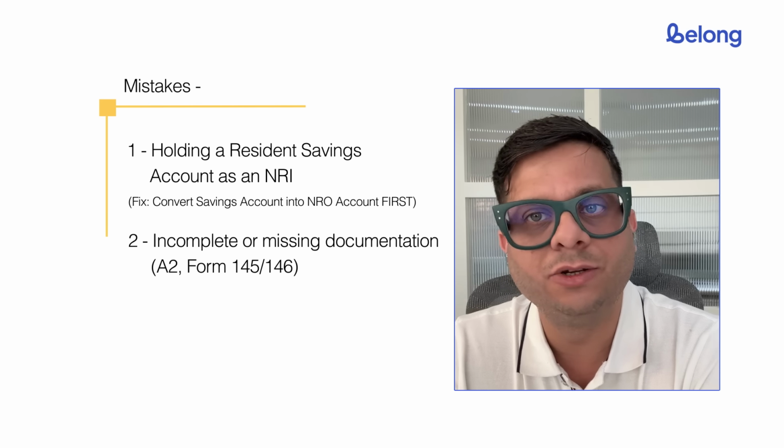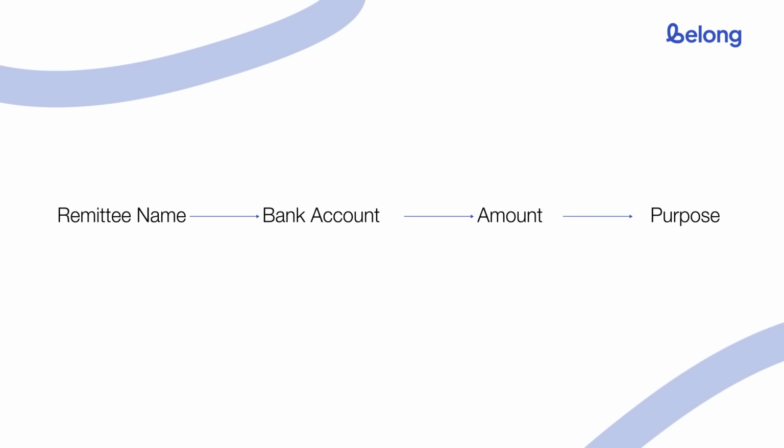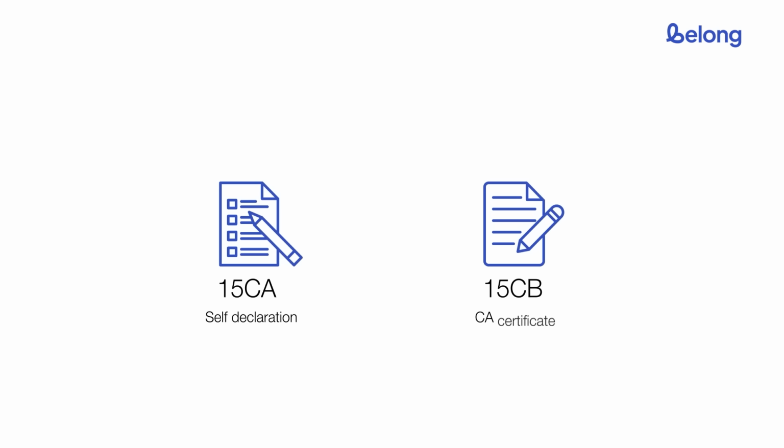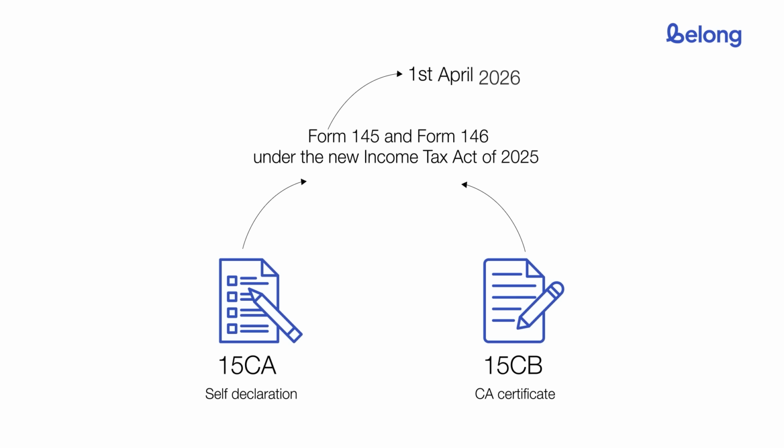Once you have corrected that, once you already have an NRO account in place, then what you need to do is you need to provide all the right set of documents. There is one remittance form which is called A2 form. This form your bank will provide. You need to fill that form. Apart from that, there is a certificate. Earlier it used to be called 15CA, which is self-declaration, and 15CB, which is a CA certificate. Now these are called Form 145 and 146 under the new Income Tax Act of 2025, which are effective now from 1st April 26. So if you walk into a bank now and you want to repatriate money, then you need to provide Form 145 and 146.